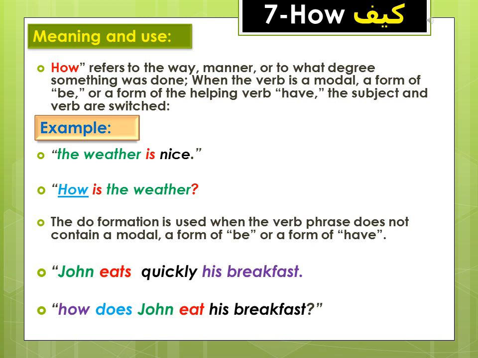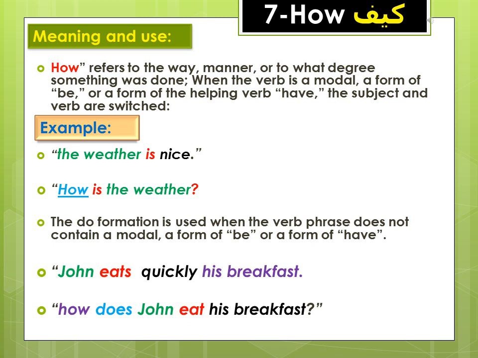Okay, so the next WH question word is how, like how are you. How refers to the way, or manner, or to what degree something was done. It is the same as what we saw with the previous WH words. When the verb of our sentence is a modal or a form of to be or a form of the helping verb have, the subject and verb are switched, they exchange positions. Example: the weather is nice. Here we have the verb to be, is, and we won't add any verb. So how is the weather? Notice that the subject and the verb to be, is, exchanged positions. How is the weather?